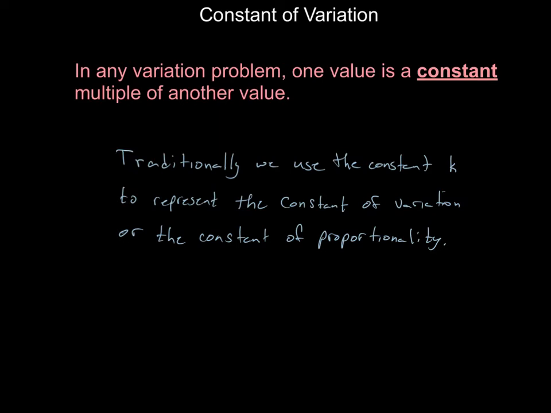Traditionally, we're going to use a constant k to represent this constant of variation, or it's also called the constant of proportionality. So anytime you see a variation problem, the one thing you're going to have to do is translate it into symbols, and those symbols are going to involve some constant, a lot of times k. And your job is going to be to find out what k is to identify the appropriate model.